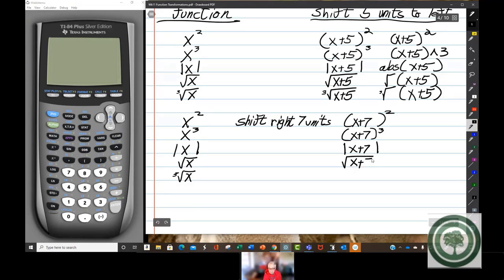Doesn't it have to be minus 7 to go to the right? Oh, yes. Thank you. You're welcome. There. And the cube root. See, it's tricky. And you would code it up there, except you would say x minus 7.